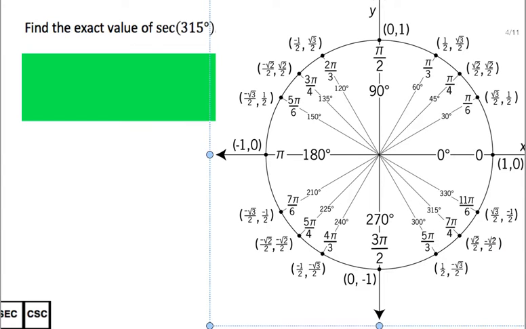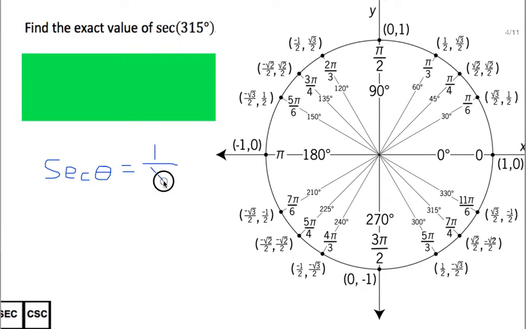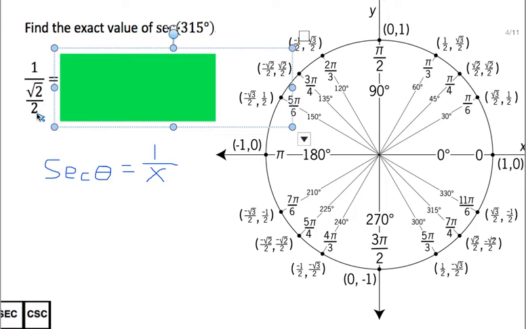Hopefully you remember that secant of theta is the ratio of your radius, which is 1 for the unit circle, divided by your x value. Secant is the reciprocal of cosine. So your ratio is going to be 1 divided by x. If you only have the unit circle, you would take your x value, the square root of 2 over 2, and put it in a denominator. So you'd have 1 over square root of 2 over 2.